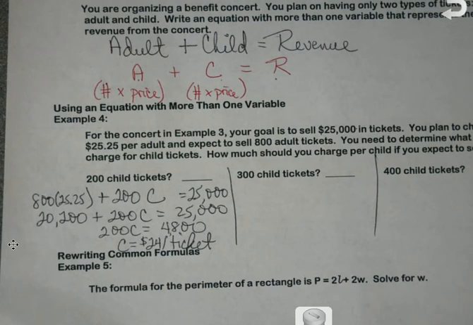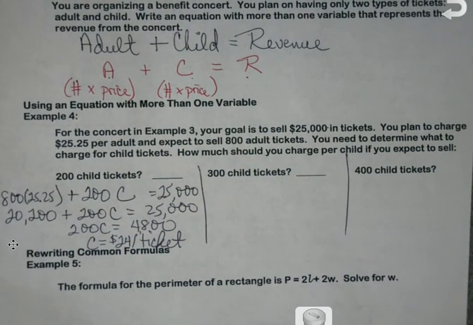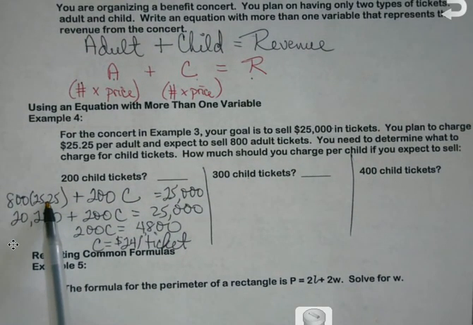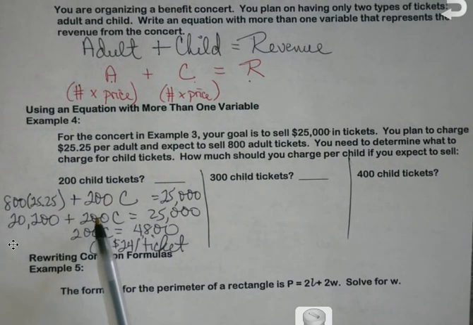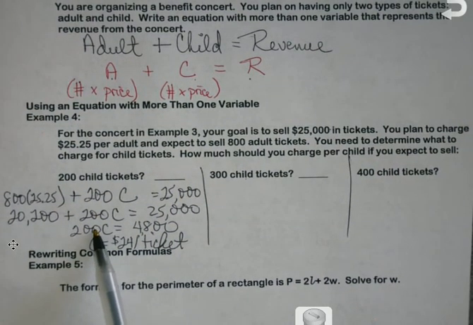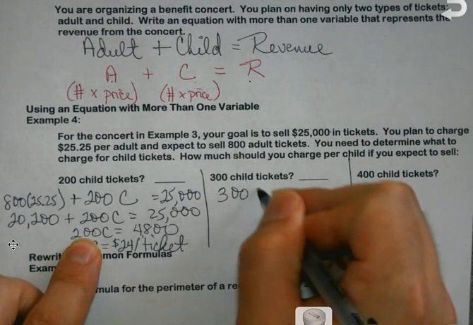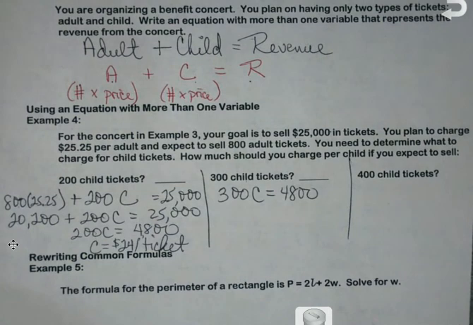Now, I could do that exact same process for all 3 of these, but I am smarter than that today. Yes, I have been in class for 3 days, so I know better. When I ask for 300 child tickets, my adult revenues don't change. What I'm selling in total doesn't change. The only thing that's changing is this number in front of C. So why do all this again? I'm just going to change the number in front of C and keep everything else the same. Because I like saving time.